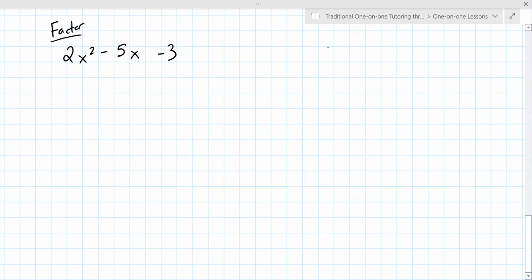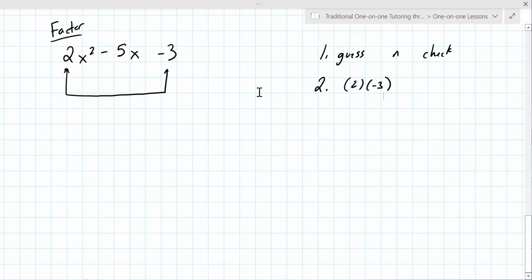So there's a couple of options here. One is guess and check, which I guess really isn't taught much anymore. It does work well for this problem because there's only one factor of 2. The other is to take the 2 and the -3 and multiply those together. My guess is that's what you've seen in class for something like this. Is that right? Yes. Okay.